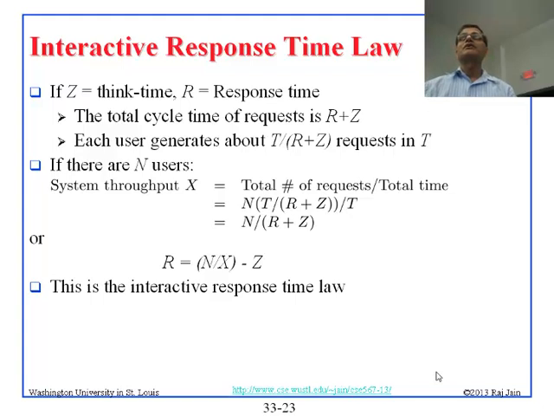Now, I assume everybody knows what the central server model is, right? In the central server model, the CPU was the central server, and everybody went around to different devices through the CPU. One of the devices you go to is your terminal, and your think time is Z at the terminal. The response time is R, which means the time to leave the terminal and come back to the terminal. So the total cycle time is R plus Z.